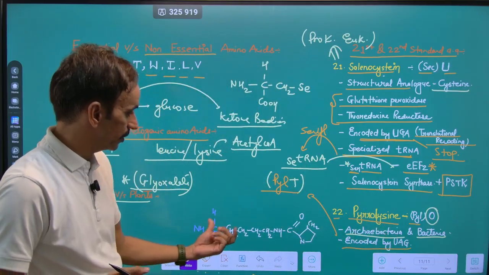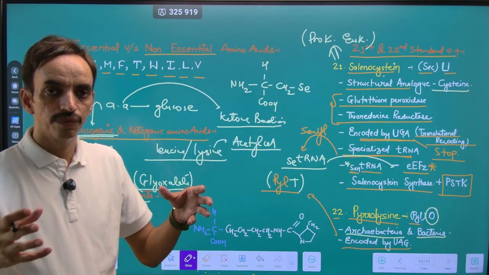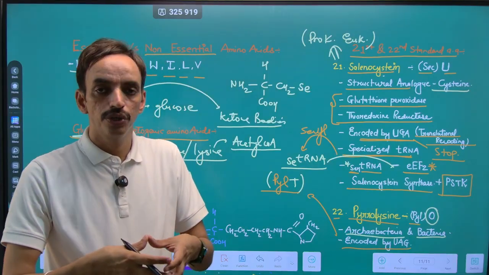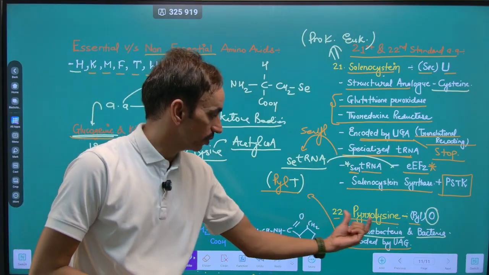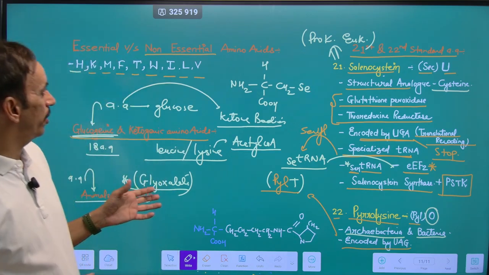Now this is the structure of pyrrolysine, or we can say it is formed by the addition of two lysine molecules, that is known as pyrrolysine. So this is all about the amino acids.